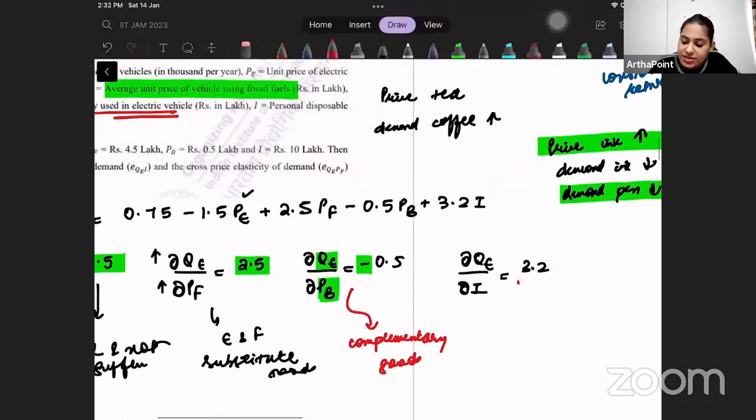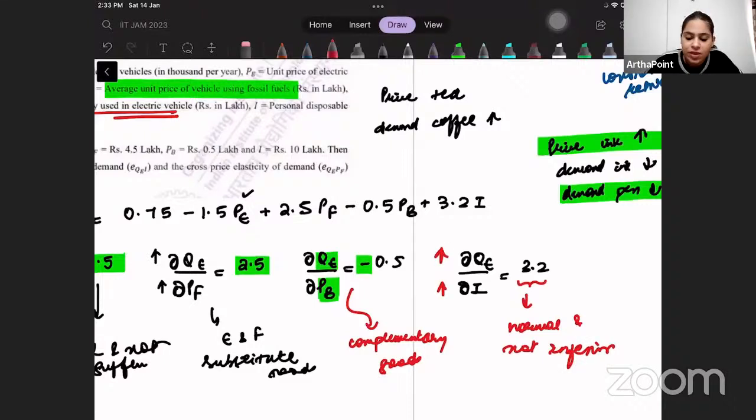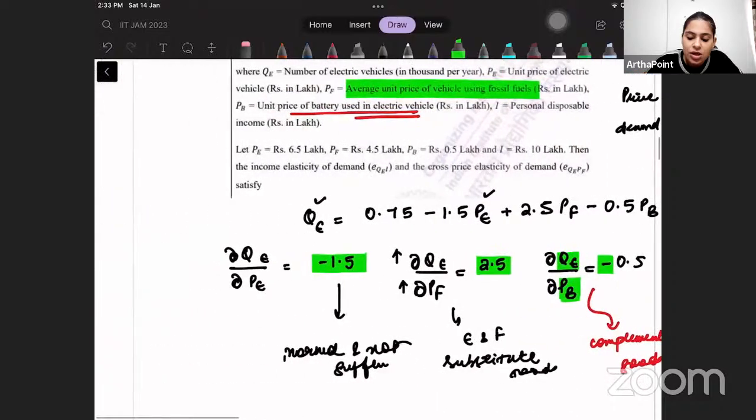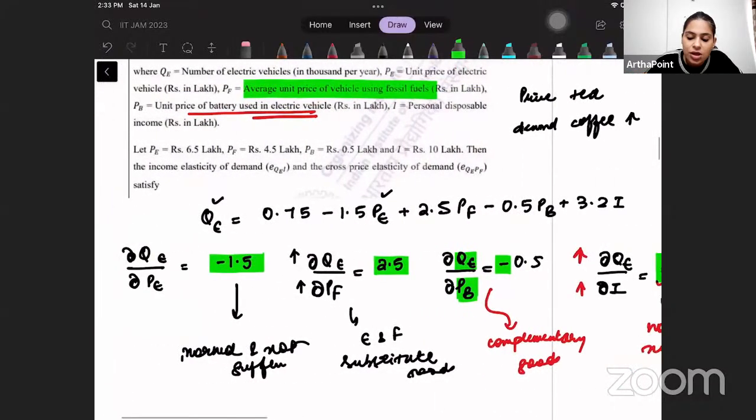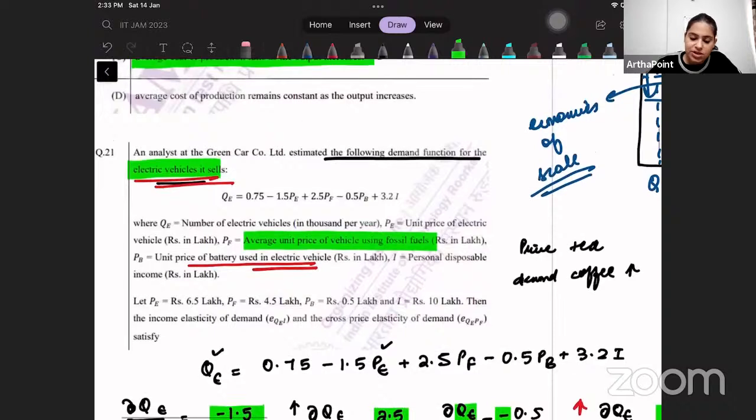And finally, I see that this is also positive, which means it is a normal and not an inferior good, because as my income is increasing, demand is increasing. So if they would have asked somewhere in the options about these properties, we should be well thorough with how the sign can enable us to estimate the properties of different kinds of goods. Now let's go to the next part.